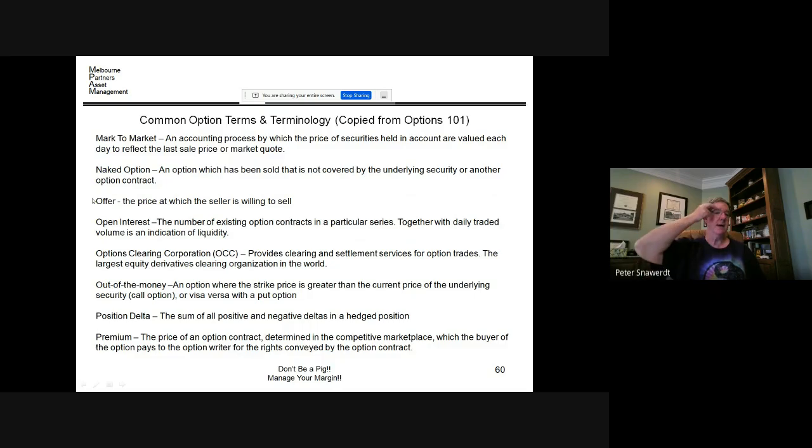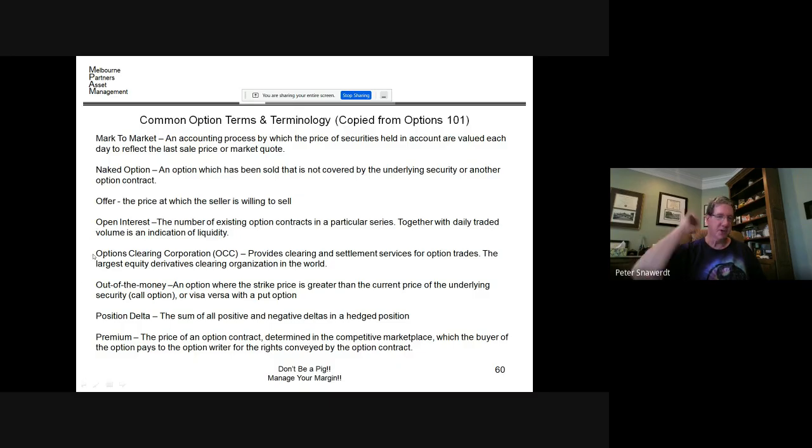Naked option. A naked option is when you sell it straight up, not covered by another underlying security. I don't suggest that if you're starting out that you do this. You should always cover your option in one of the ways that we'll show later. This is a good way to go get yourself hurt if you don't know what you're doing. We talked about open interest.